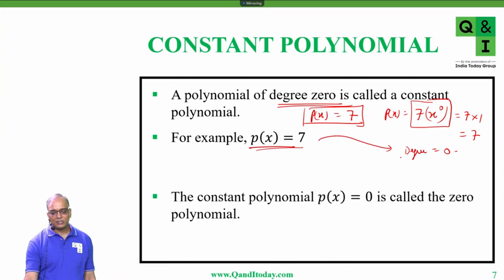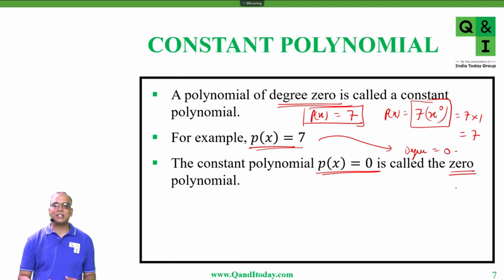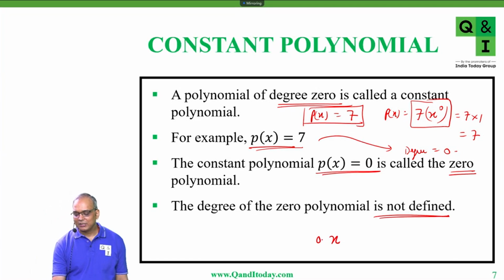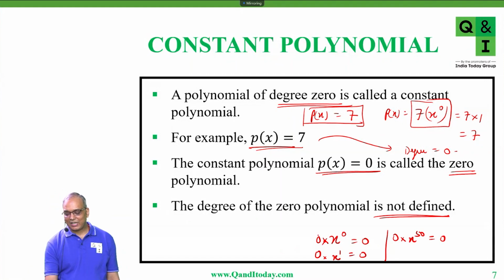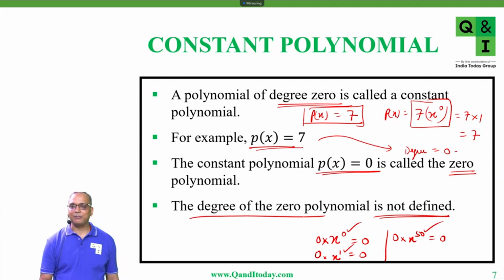Now, there is another constant polynomial, p(x) is equal to 0. This constant polynomial has a special name, which is called the zero polynomial, and the degree of the zero polynomial is not defined. Why is it not defined? Because 0 times x to the power 0 will be 0. Similarly, 0 times x to the power 1 is also 0, and 0 times x to the power 50 will also be 0. Because these are all the zero polynomial, but the highest power here is 0, here it is 1 and here it is 50, it is not defined. The degree of the 0 polynomial is not defined because it can be anything.